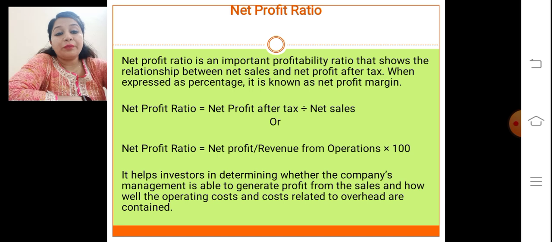So what is the basic use of net profit ratio? Net profit ratio basically helps the investors in determining whether the company's management is able to generate profit from the sales and how well the operating cost and cost related to overhead are managed.